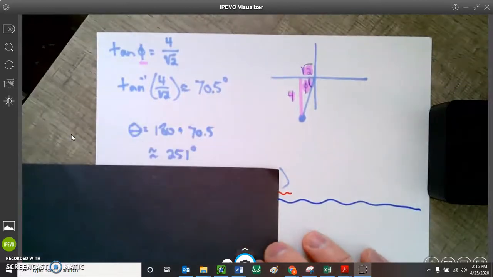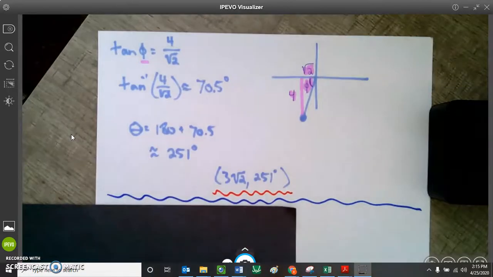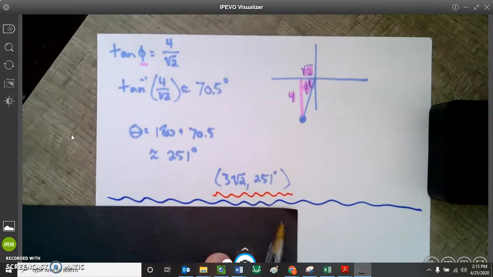We add 180 to it, and we get our answer in degrees. So our point is 3 root 2, comma 251. Just got to be careful. Know what quadrant you're in and be able to adjust with your SOHCAHTOA stuff. Okay? So that's it for our notes.